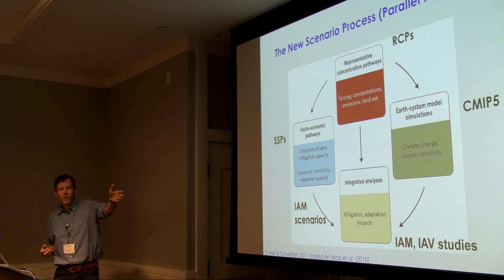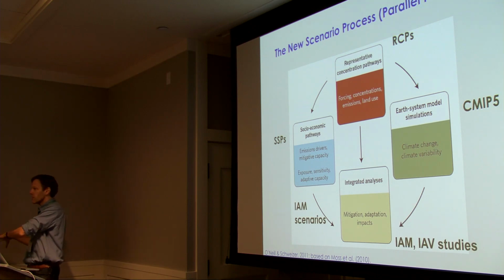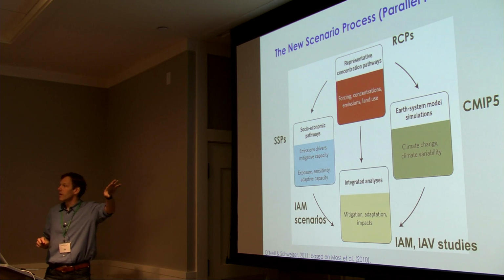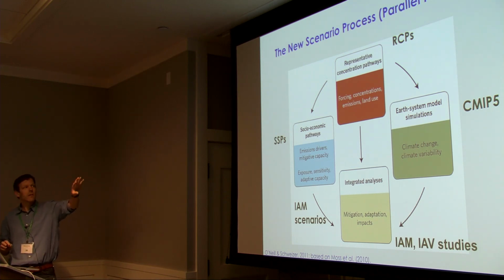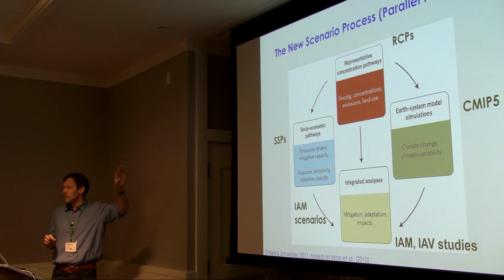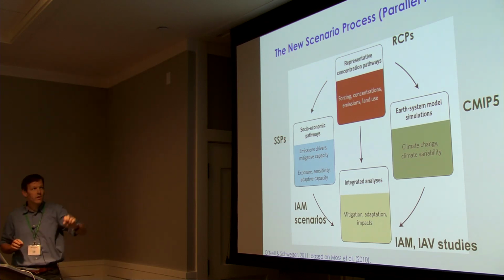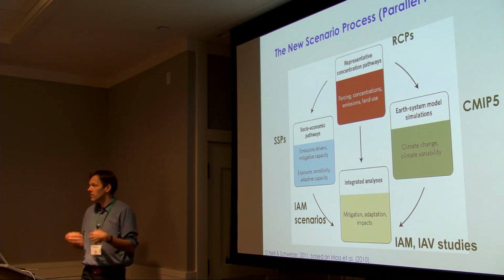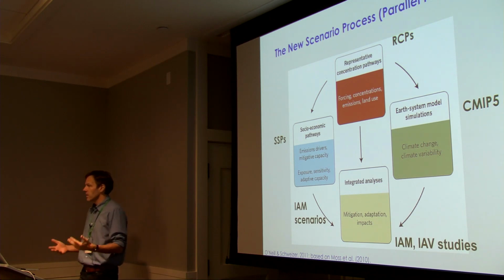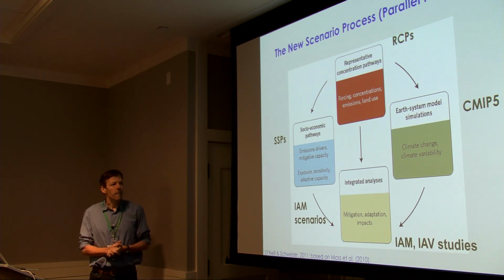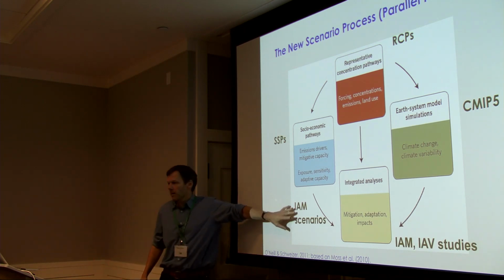On the one hand, on the right-hand side, run those in the climate models and simulate climate futures. That's the CMIP-5 activity, which is complete. At the same time, on the left-hand side, develop a new set of socioeconomic futures, the SSPs, or shared socioeconomic pathways, and then bring them together in the end to do integrated analyses of various kinds, impact studies, mitigation, and so on. There's a little bit of an in-between step here.